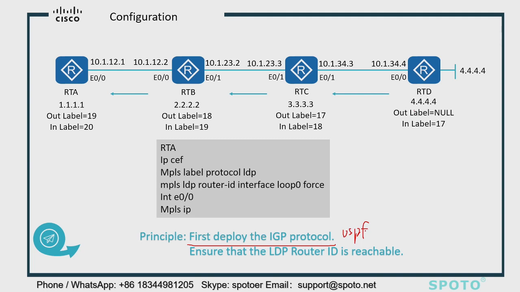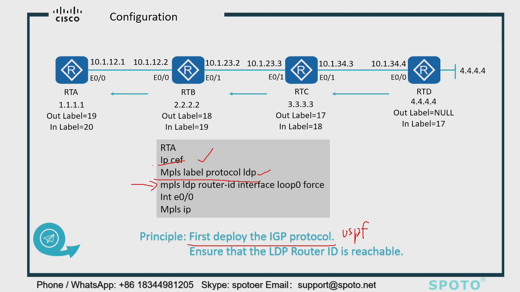And so we can see the configuration here. The first one is the IPCEF. We need to enable the forwarding function of these routers, and these two protocols are the default configuration. It means you don't need to configure them. For the routers, when they start, they have these two configurations. And for this one, we need to configure the MPLS LDP router ID here. We need to configure it.